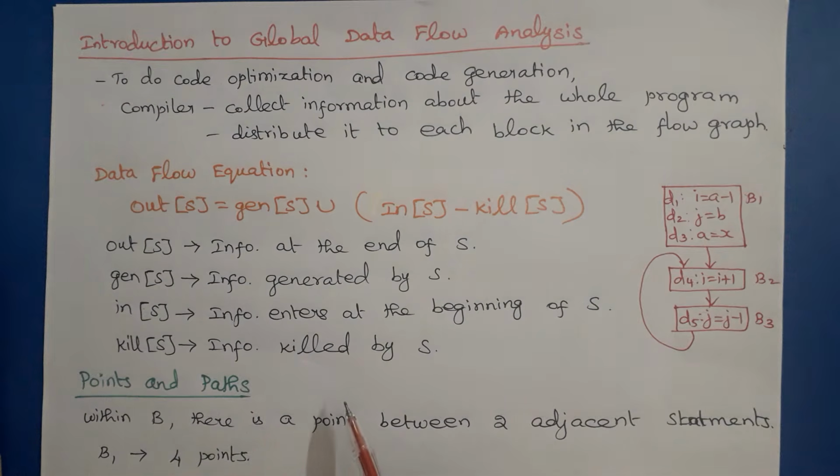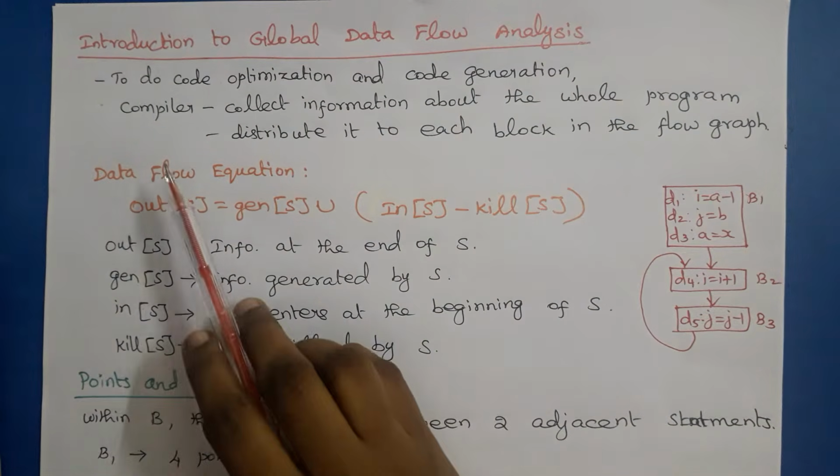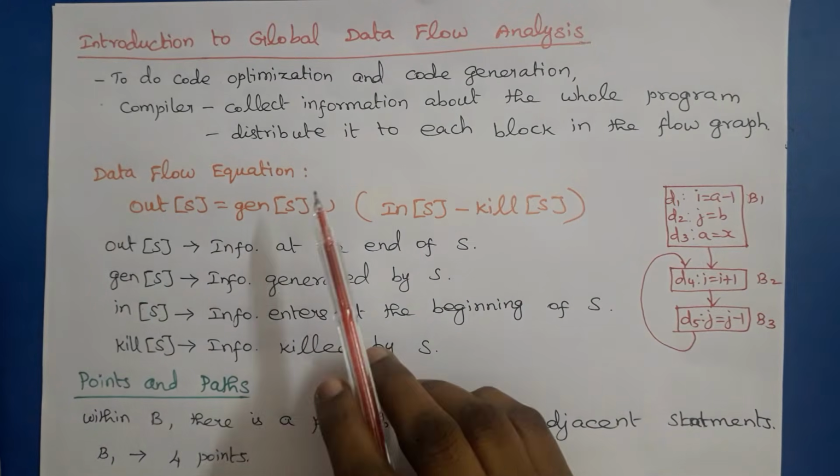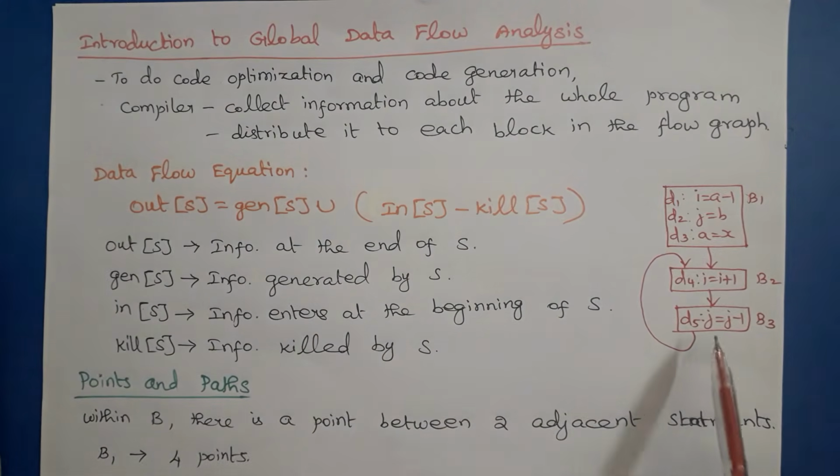Hello everyone. In this video, we are going to discuss global data flow analysis. In order to do code optimization and code generation, a compiler has to collect information about the entire program and distribute it to each block in the flow graph.